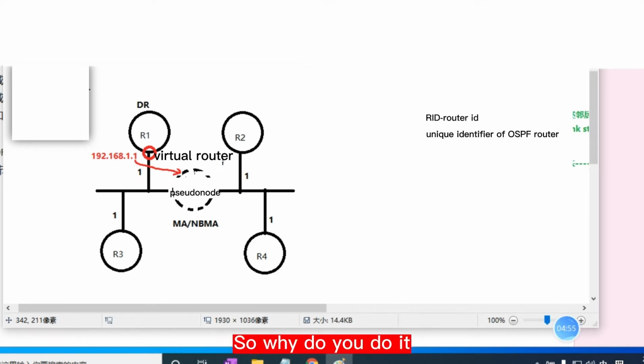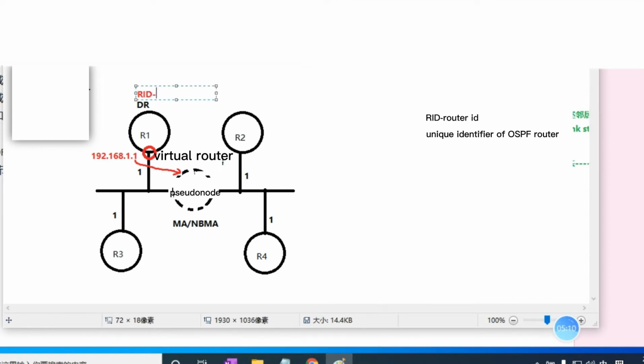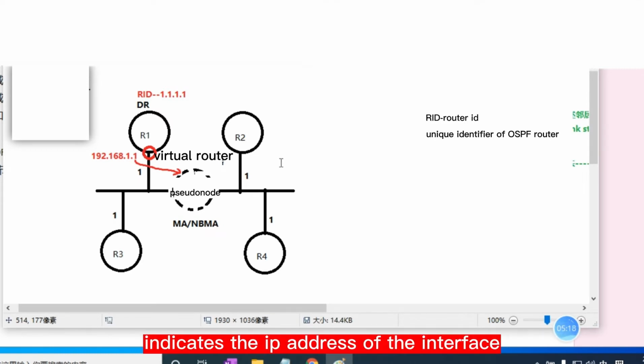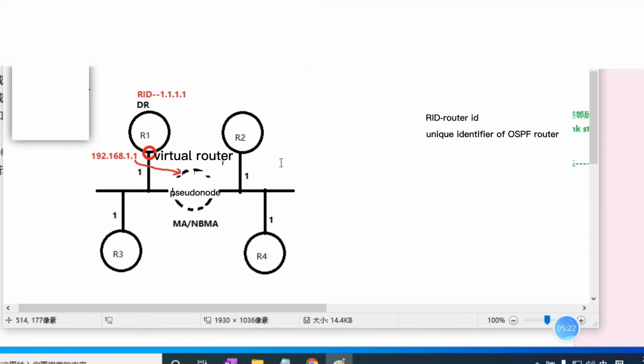So why do it this way? I think that's pretty clear. RIDs cannot be repeated. I can't use R1's, I can't use R2's, and R3 or R4 won't work either. R1's RID, for instance, could be 1.1.1.1. So you use the IP address of the DR interface to describe the virtual router.